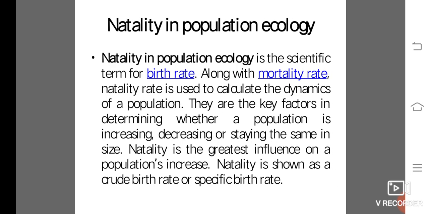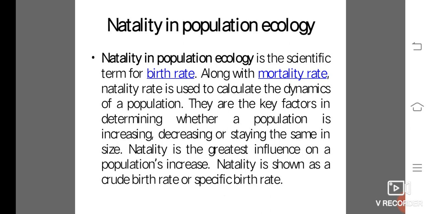Now, we will see what is natality in population ecology. Natality in population ecology is the scientific term for birth rate. Along with mortality rate, natality rate is used to calculate the dynamics of a population. They are the key factors in determining whether a population is increasing, decreasing, or staying the same in size.